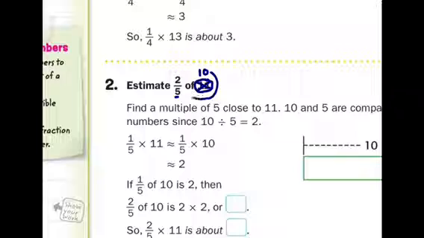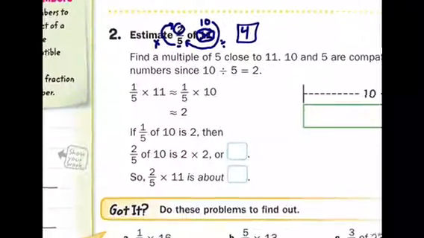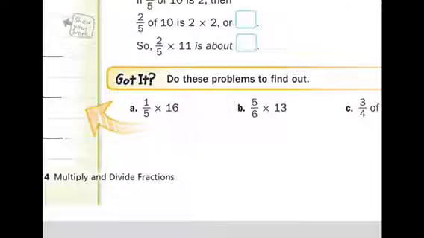So now I have to take that 10 and divide it into fifths. So 10 divided by 5 is 2. But this time I have 2/5. So if 10 divided by 5 is 2, I now have to multiply it by 2 to get 4 as my estimate. All right, so now we're going to go down and we're going to try some.